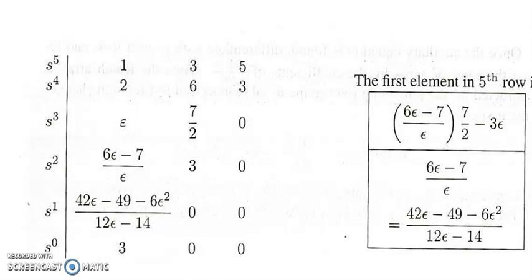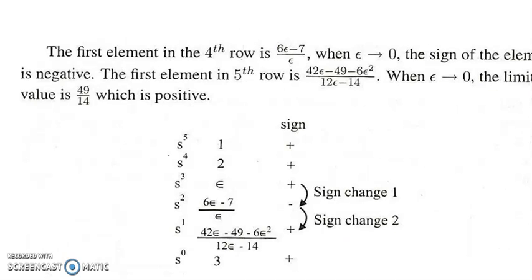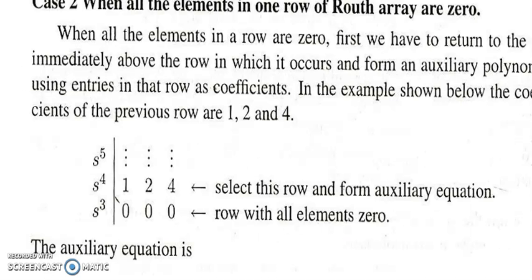Now if you really take all the elements in the first column, what you will see is from 1 to 2 there is no sign change, from 2 to epsilon there is no sign change, from epsilon to 6 epsilon minus 7 by epsilon you have one sign change because it tends to minus infinity. From this to the next one, which is 49 by 14, there is one sign change. So there are two sign changes. So there are two poles lying on the right hand side of the S plane. So the system is unstable.